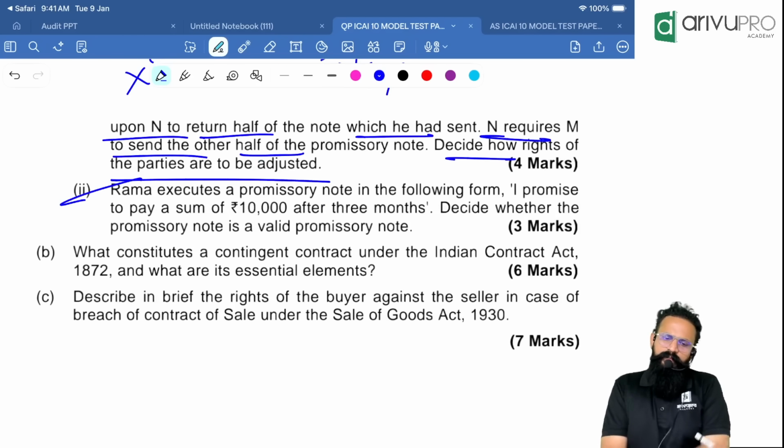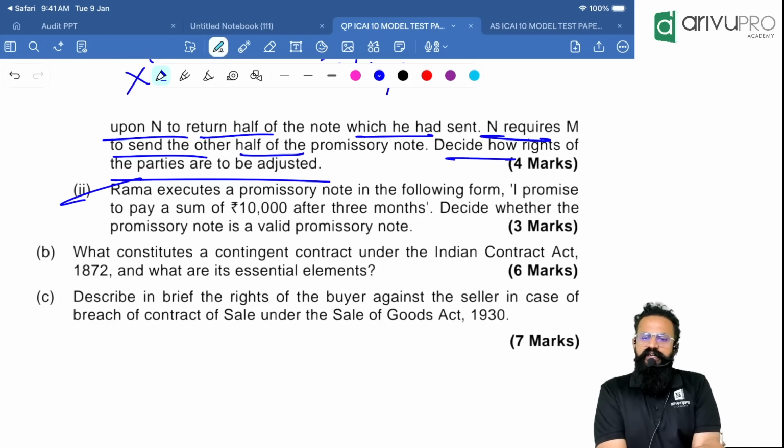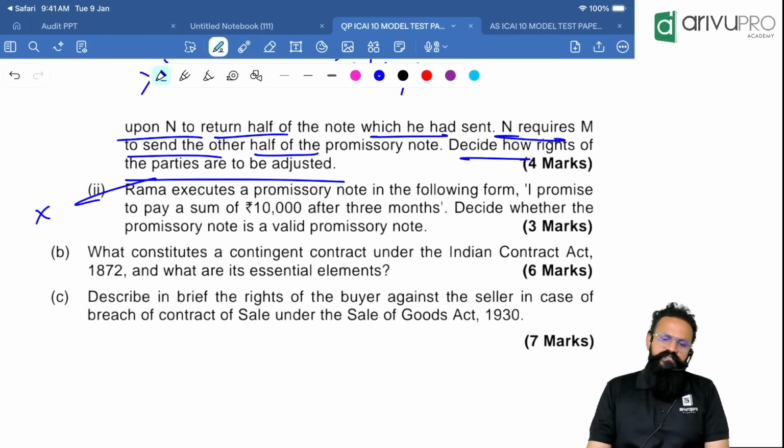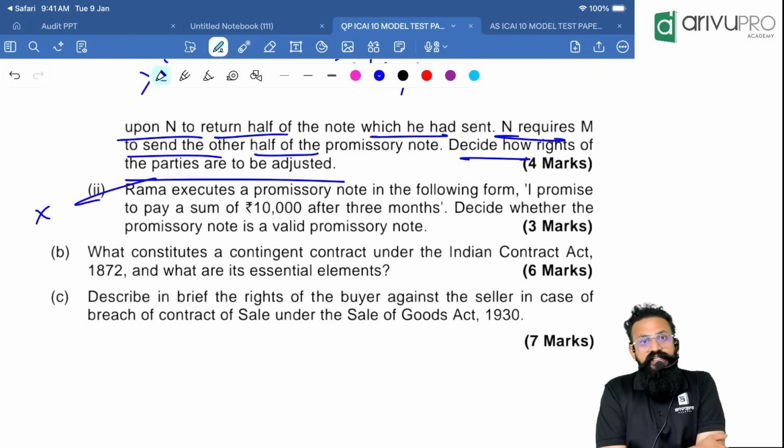Rama executes a promissory note in the following form. I promise to pay a sum of 10,000 after 3 months. Decide whether the promissory note is valid. Answer is no, people, because the name is not mentioned. This becomes similar to a bearer check.